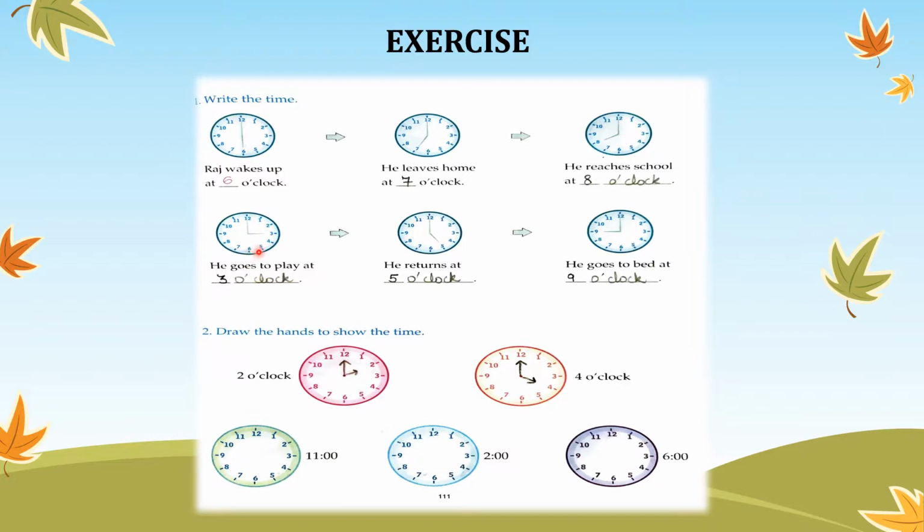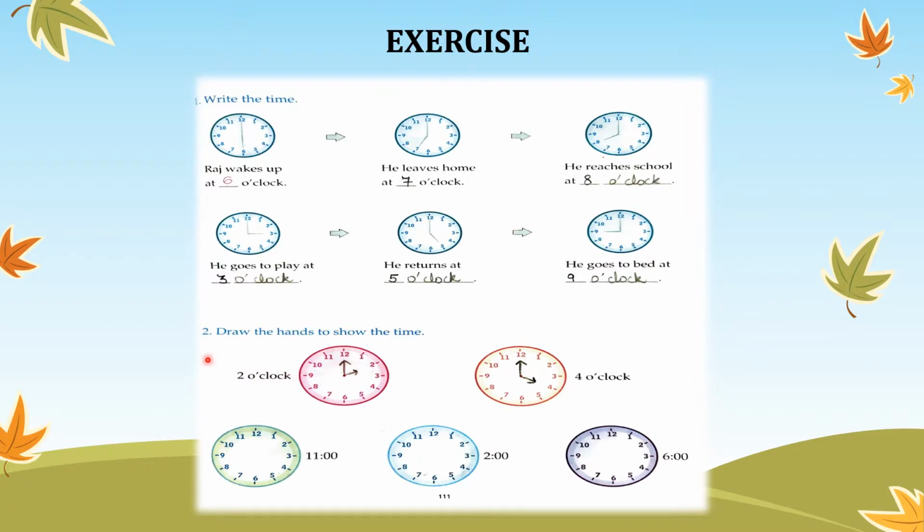3 o'clock. You can make 3 o'clock by hand also, extending your right hand in the right direction and left hand upward in the air. 3 o'clock. Students, please pay attention in writing 3 O with the apostrophe and then clock. C-L-O-C-K, clock. He returns at 5 o'clock. He goes to bed at 9 o'clock. Very good. You guys are very quick.